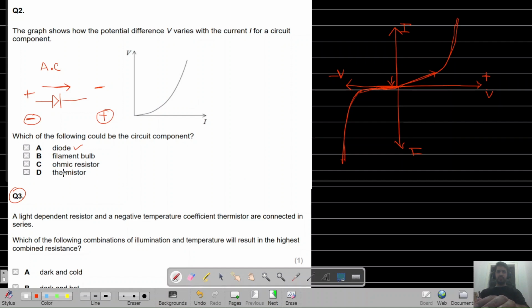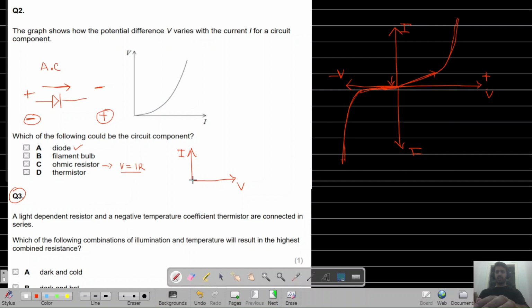The difference between a filament bulb and an ohmic resistor is this. Let's look at the graph for an ohmic resistor. This is V, and on the y-axis we have current I. An ohmic resistor is any electrical component, it can be a wire or a resistor, that obeys Ohm's law, V equals I R. So if you look at the equation, this is a linear equation.